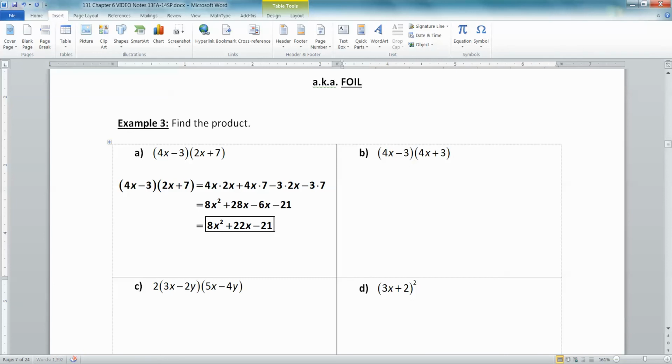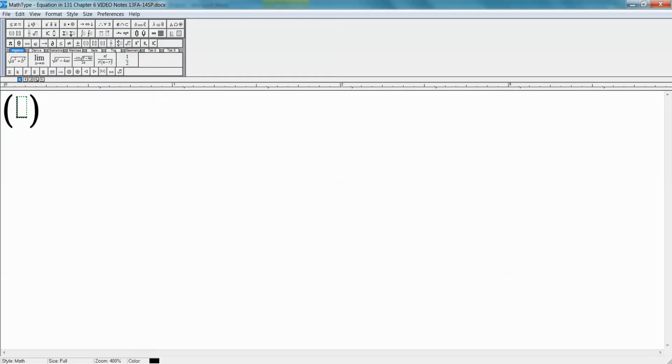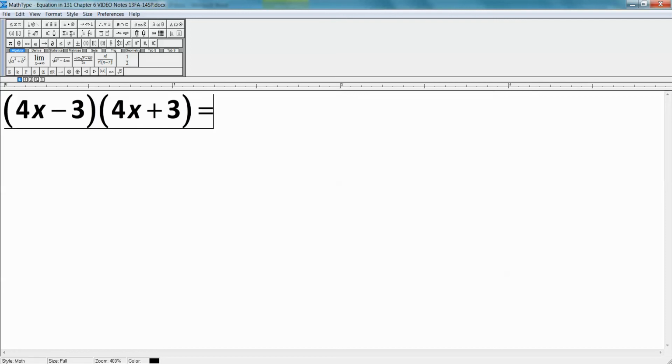All right, next one. 4x minus 3 times 4x plus 3. All right, so that's equal to, now let's start doing this in our head. First, you're going to take 4x times 4x. That's going to be 16x squared, because x times x, you add the powers, x times x is x squared.